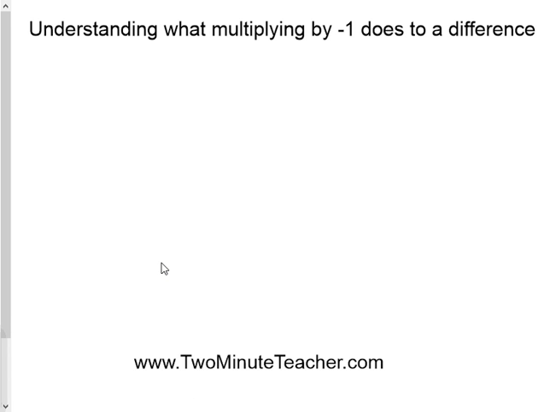Okay, in this video we're talking about multiplying by -1. And I know that you guys know how to multiply by -1. If I have the number 7 and I multiply it by -1, it becomes -7. That's simple. What if I have x plus 4 and I multiply it by -1?